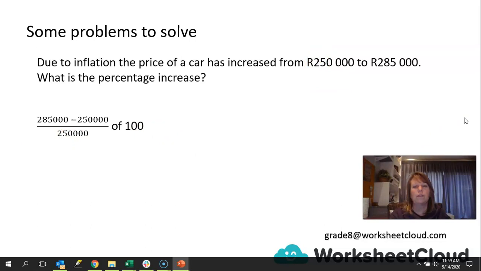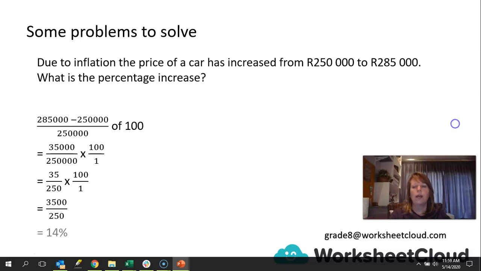So 285,000 minus 250,000 is going to give me 35,000, all over 250,000, times 100 over 1. You can do a whole lot of cancelling there because those two noughts go into those two noughts. Cancel out your tens. You're going to get 35 over 250 times 100 over 1. Multiply out: 3,500 over 250, and you're going to end up with 14%. So the price has increased by 14%.